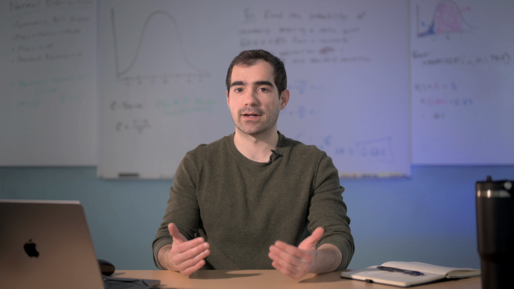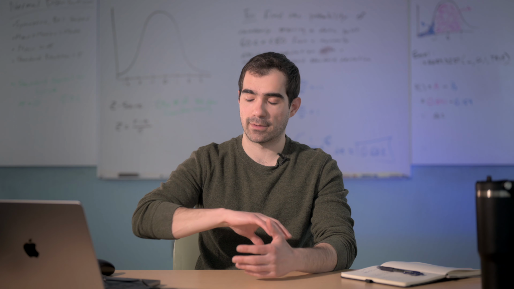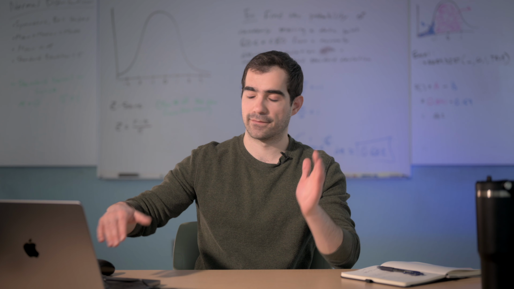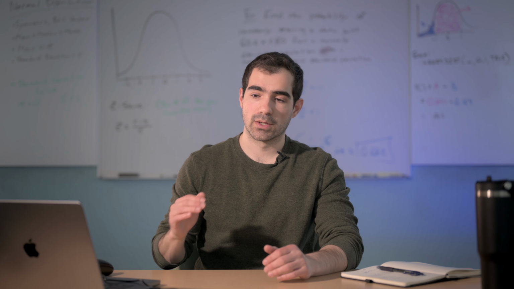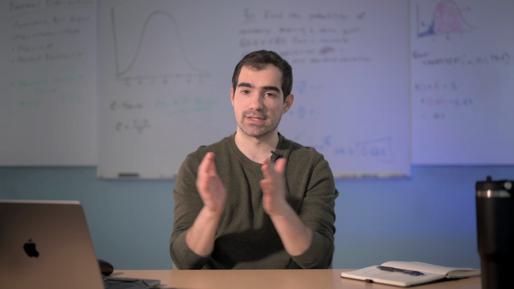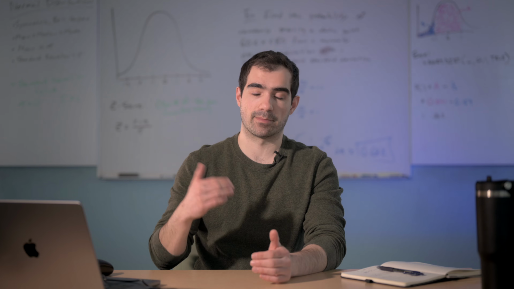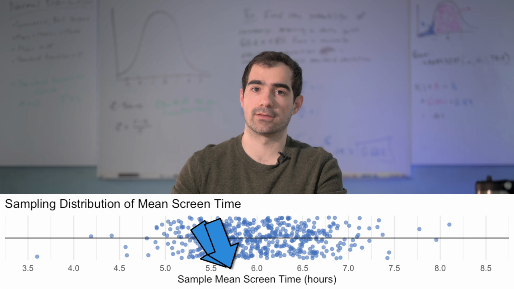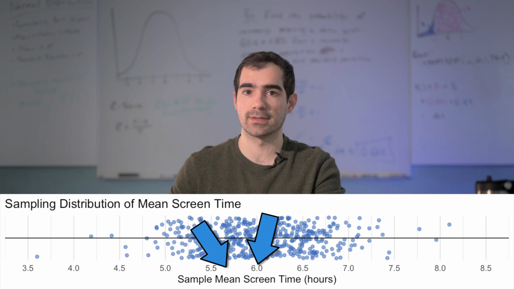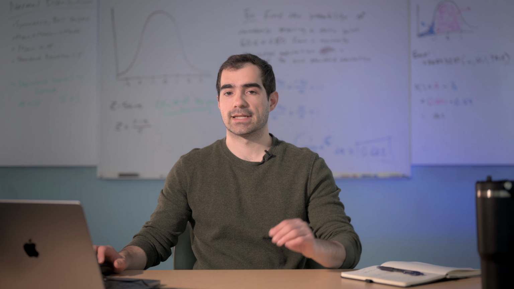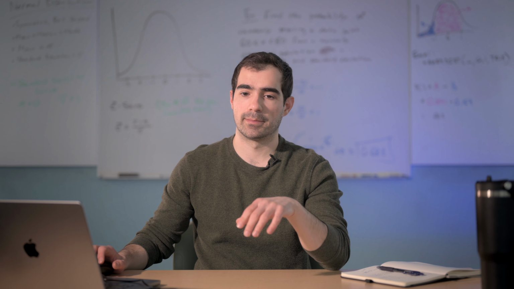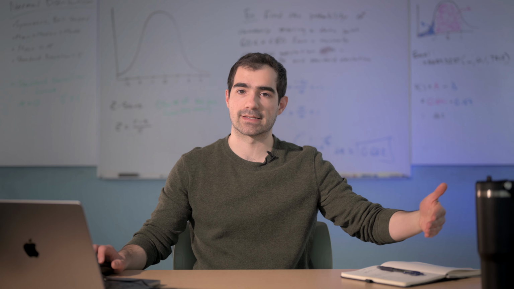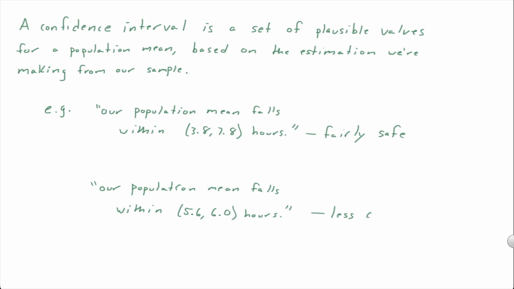In other words, we can be fairly confident that the true mean screen time of all college students in the country falls somewhere in that broad range. We could, though, choose to make a much narrower estimate and say that the population mean lies somewhere between maybe 5.6 and 6.0. Some sample means do still fall between those values, but noticeably fewer than before. This gives us a much more precise range, but because many more sample means fall outside of it, we can't be as certain that we actually captured the true population mean.